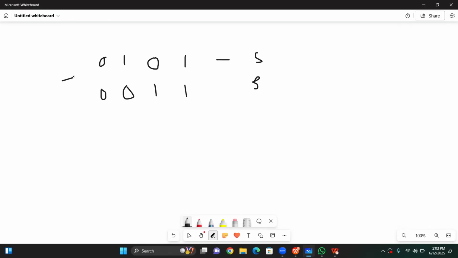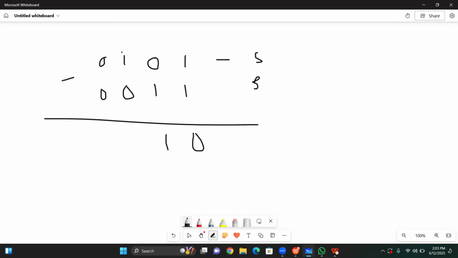Okay, so 1 minus 1 will give us 0. 0 minus 1, it will not go because 0 is less than 1. So what do we do? We'll borrow 1 from here and add it to this place. Do you understand? It will now be 2. So 2 minus 1 will give us 1. And then this will not be 0 because we just borrowed 1.